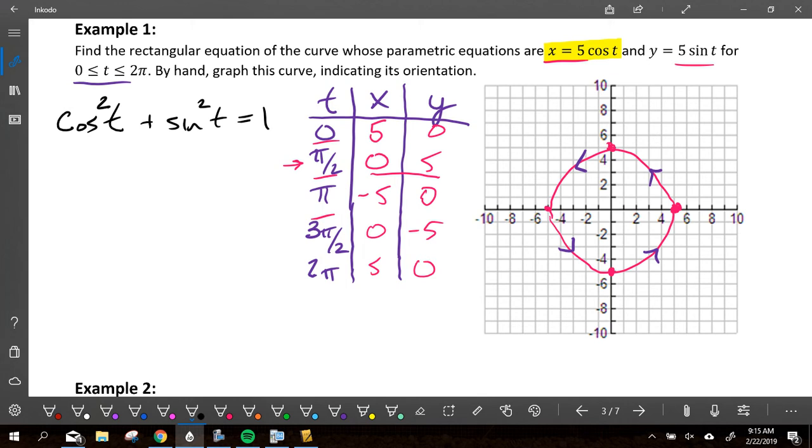That's just an identity. What we're going to do is use what we've got and use that identity to kind of get us back, because that's a true statement. What I want to do is I want to plug in for cosine of t. Based on my equations, what could I substitute in for cosine of t?